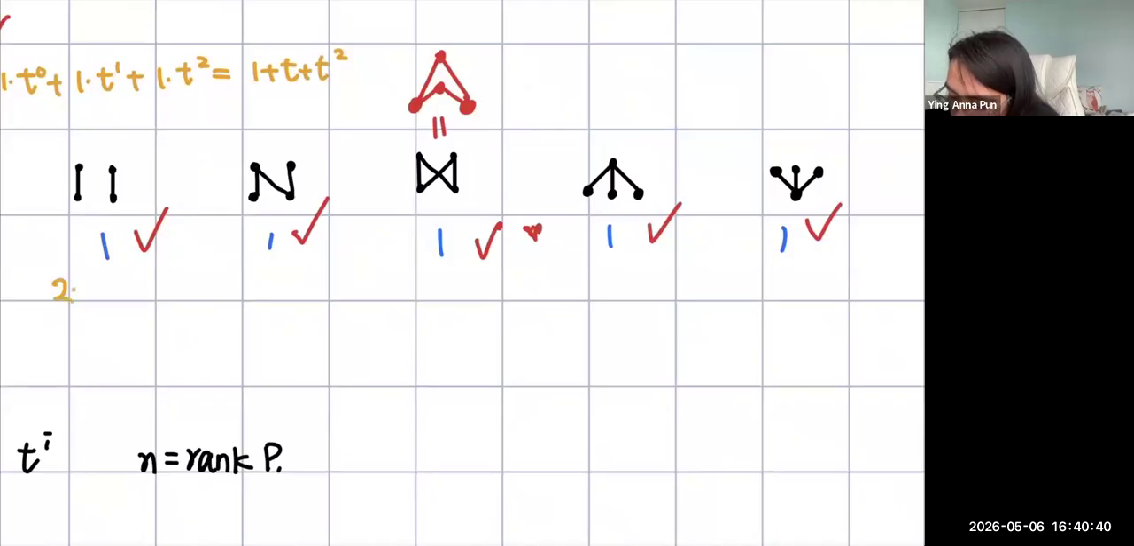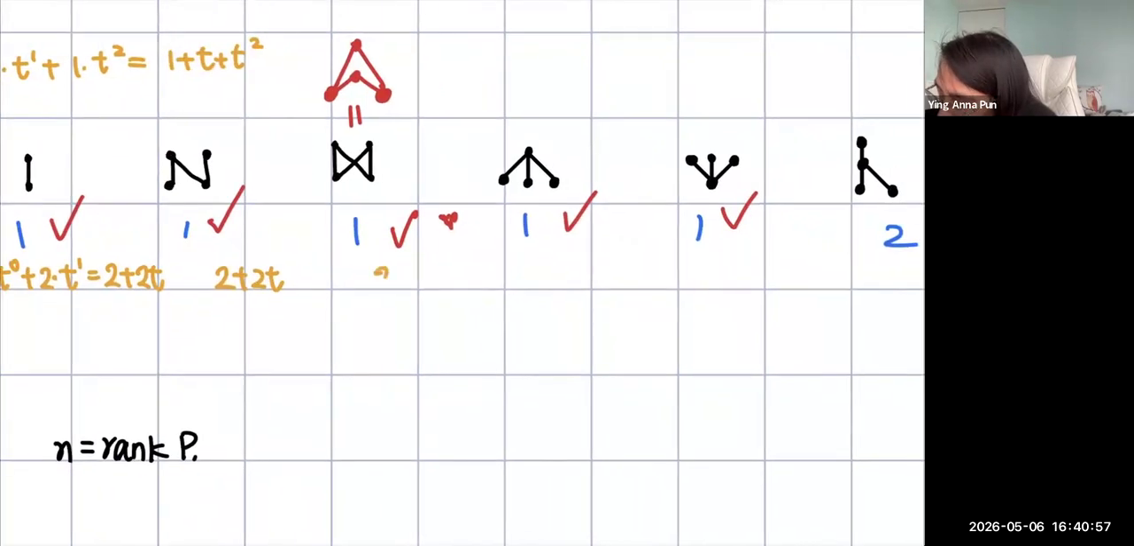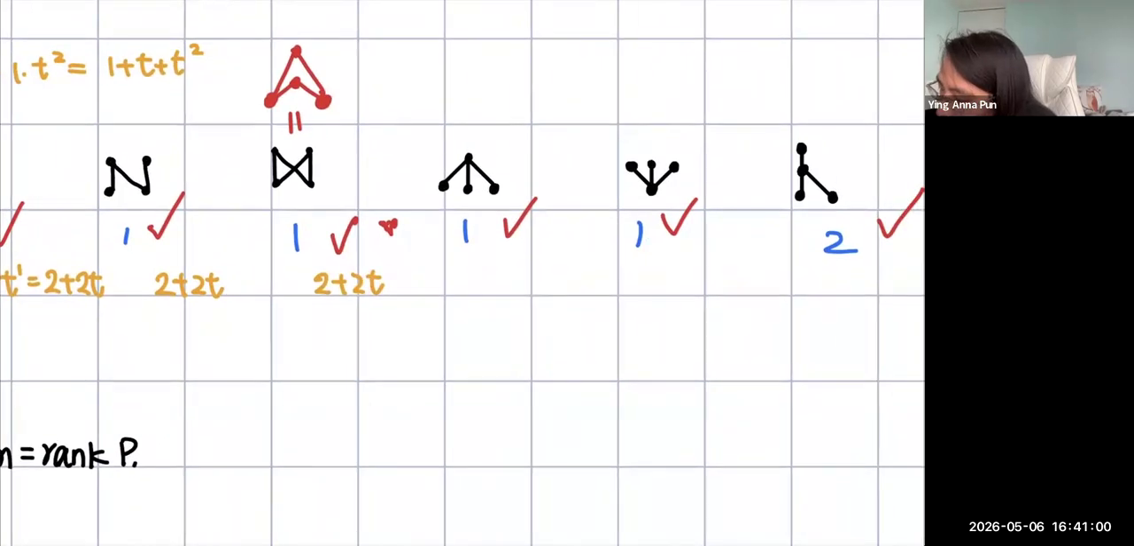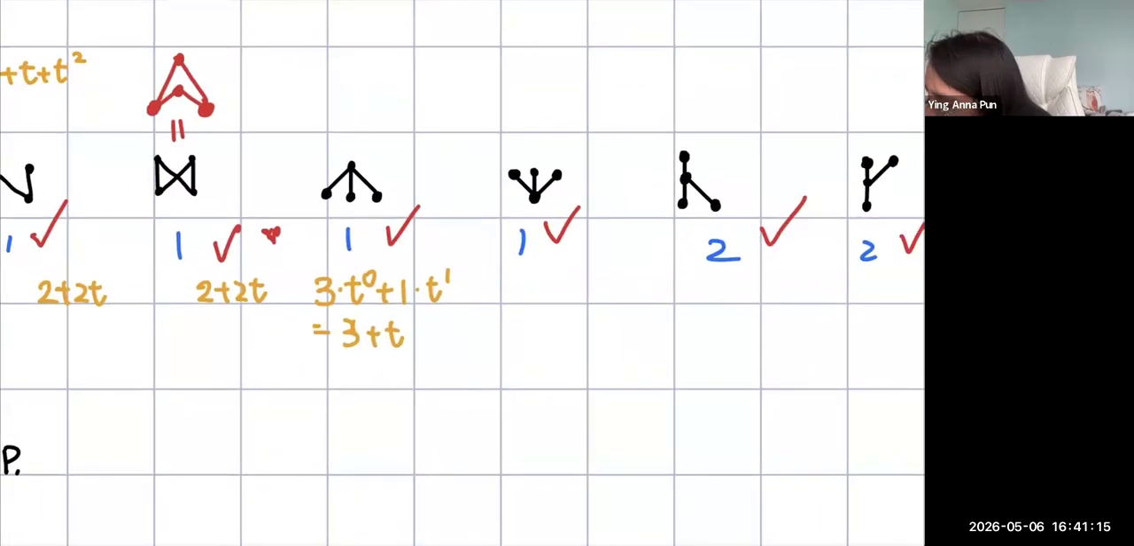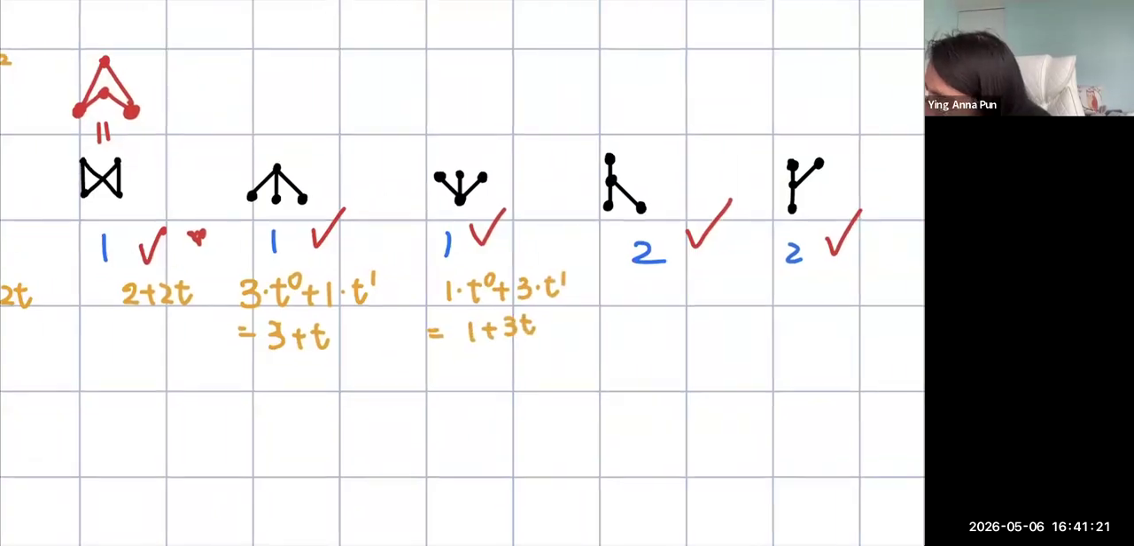Here I have 2 with rank 0 and 2 with rank 1, so I have 2 plus 2t. Here is the same. You have 2 with rank 0 and then 2 with rank 1. So again, 2 plus 2t. And then same thing here, 2 plus 2t. This is a little bit different here. You have 3 things with rank 0 and 1 thing with rank 1. So you have 3 plus t. Here you have 1 thing with rank 0, 3 things with rank 1, so you have 1 plus 3t.